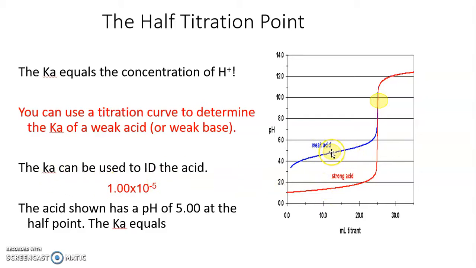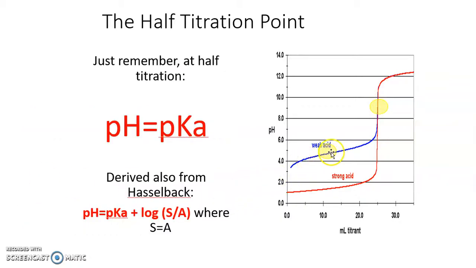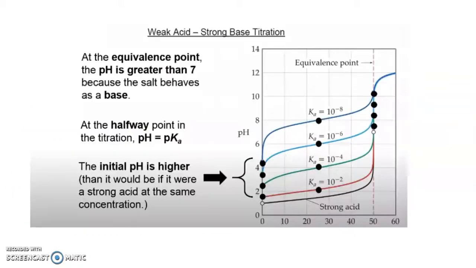We could find out what the half equivalence point is, then calculate the Ka, and I could look at a table of Kas, and that helps me figure out what the identity of my acid is. That could be very useful information, because at this point here, the pH is equal to the pKa. So in summary, my starting point is going to be a little higher than it's going to be with a strong acid. I have this half equivalence point that I can calculate the Ka from.